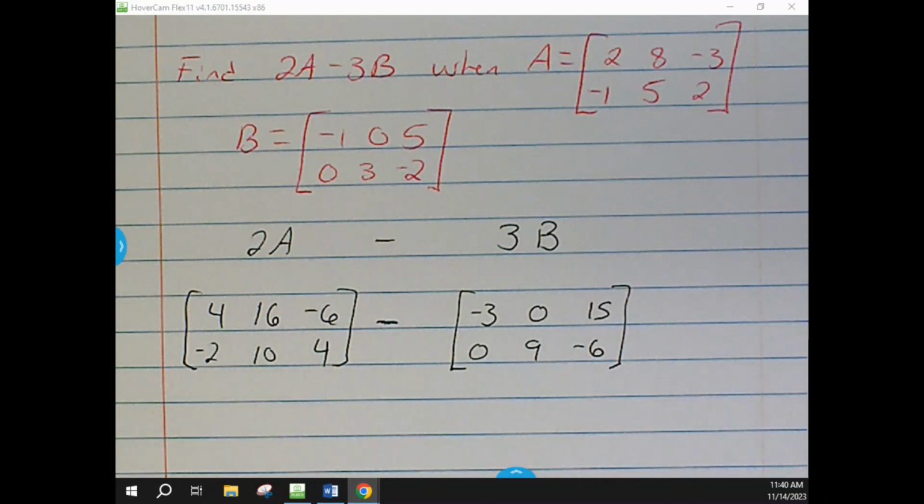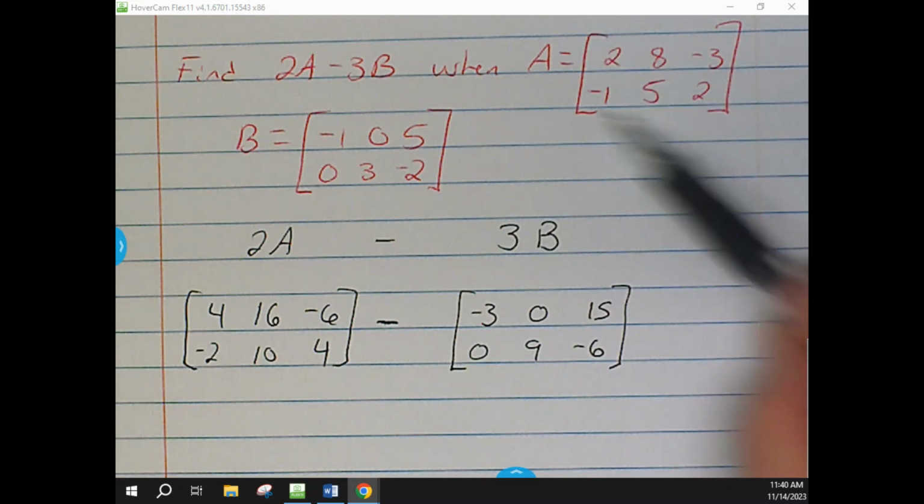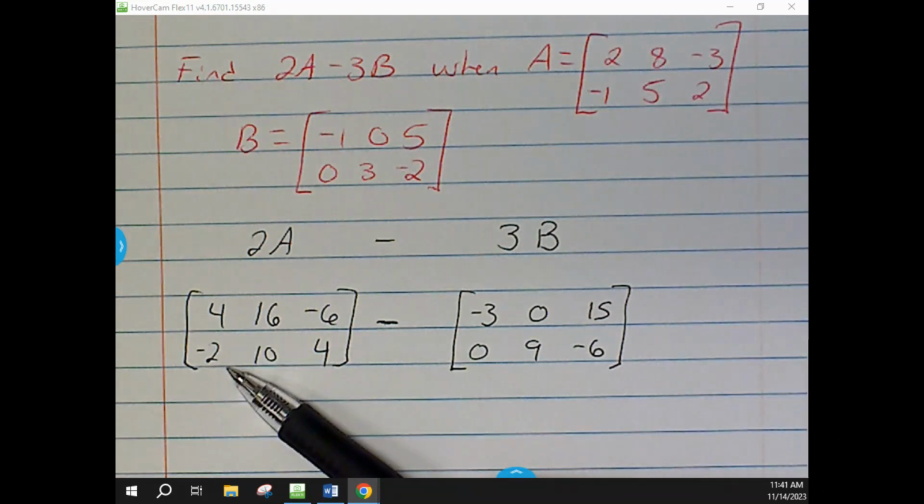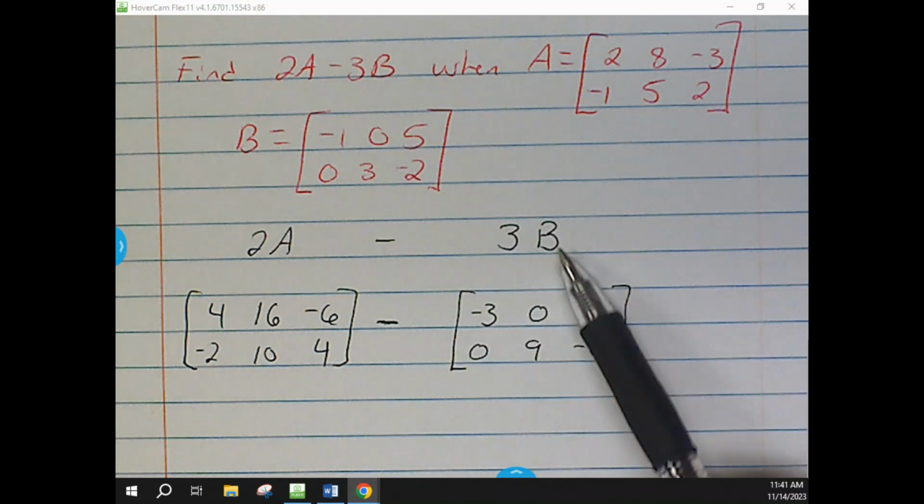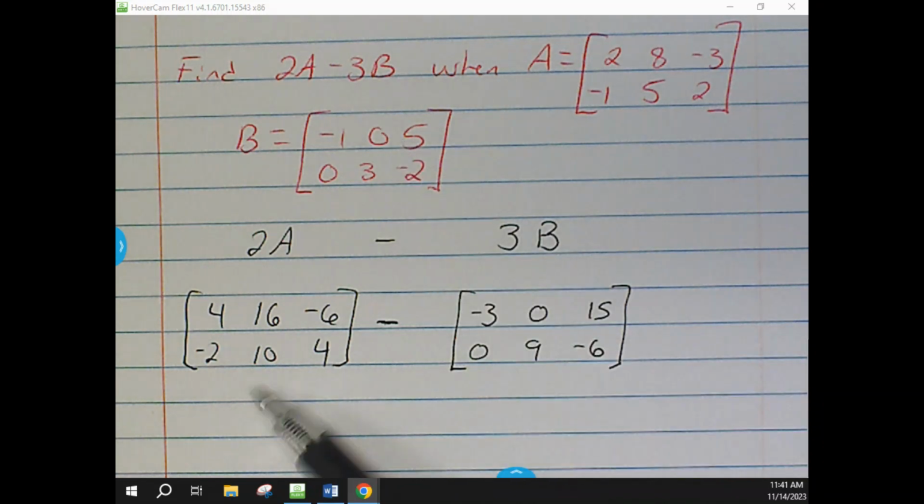Okay, so again, this is where they tie in the addition and subtraction we were doing yesterday along with the scalar multiplication today. So if it was 2A minus 3B, take everything in matrix A and double it. Take everything in matrix B and multiply it by 3. And after you've got those two matrices, now we can go back and subtract them.